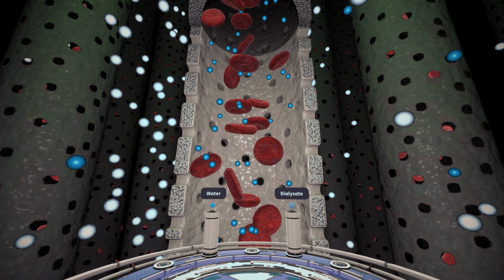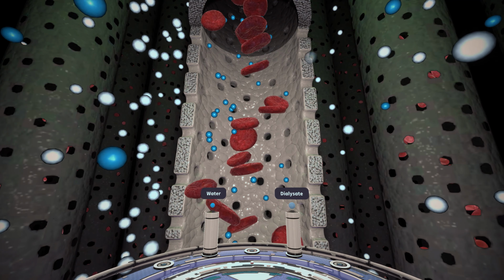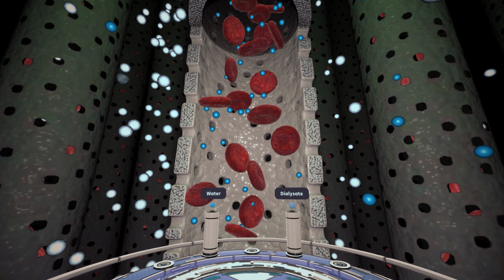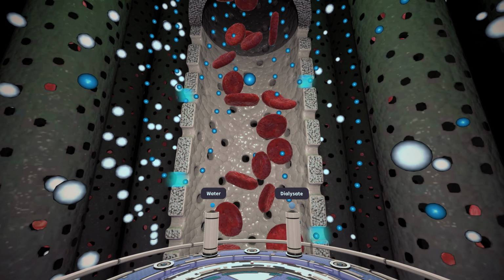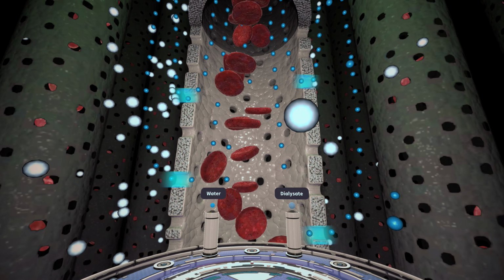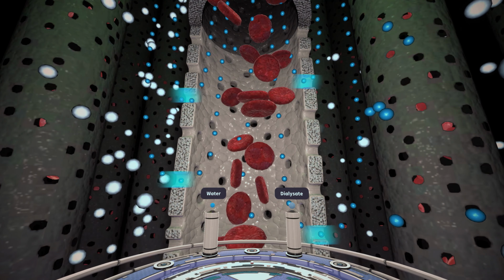Osmosis is like diffusion, except that water moves through a semi-permeable membrane to equalize the water levels of two solutions. In this case, the two solutions are blood and dialysate. Osmosis alone is not enough to remove all of the excess water for most patients, so we add a pump to pull water out of the blood. This is called ultrafiltration.